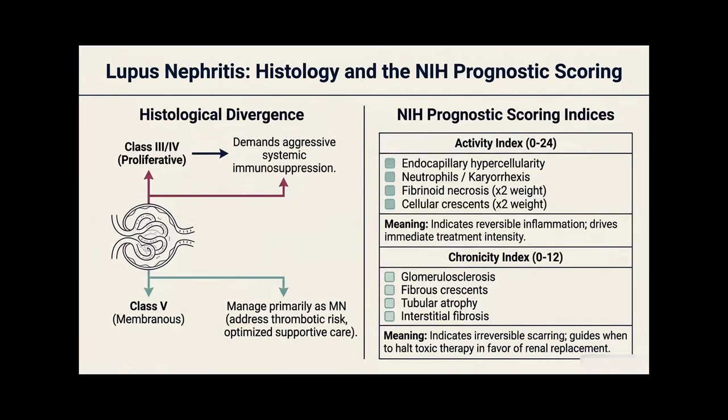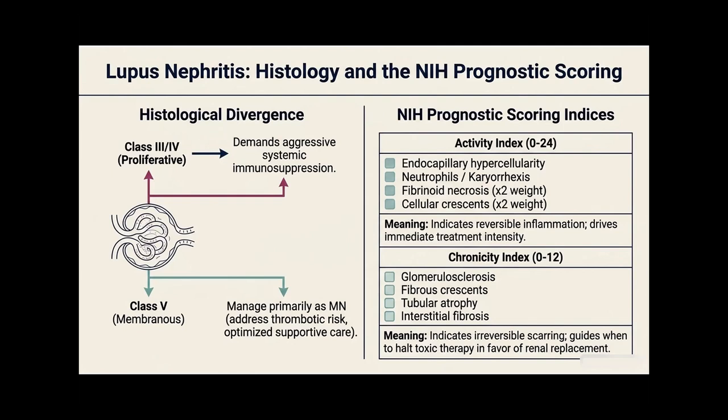Now, histological divergence: class 3 and 4 and class 5. NIH prognostic scoring is there, activity index of 0 to 24, chronicity index of 0 to 12. We have to differentiate active disease from chronic disease.